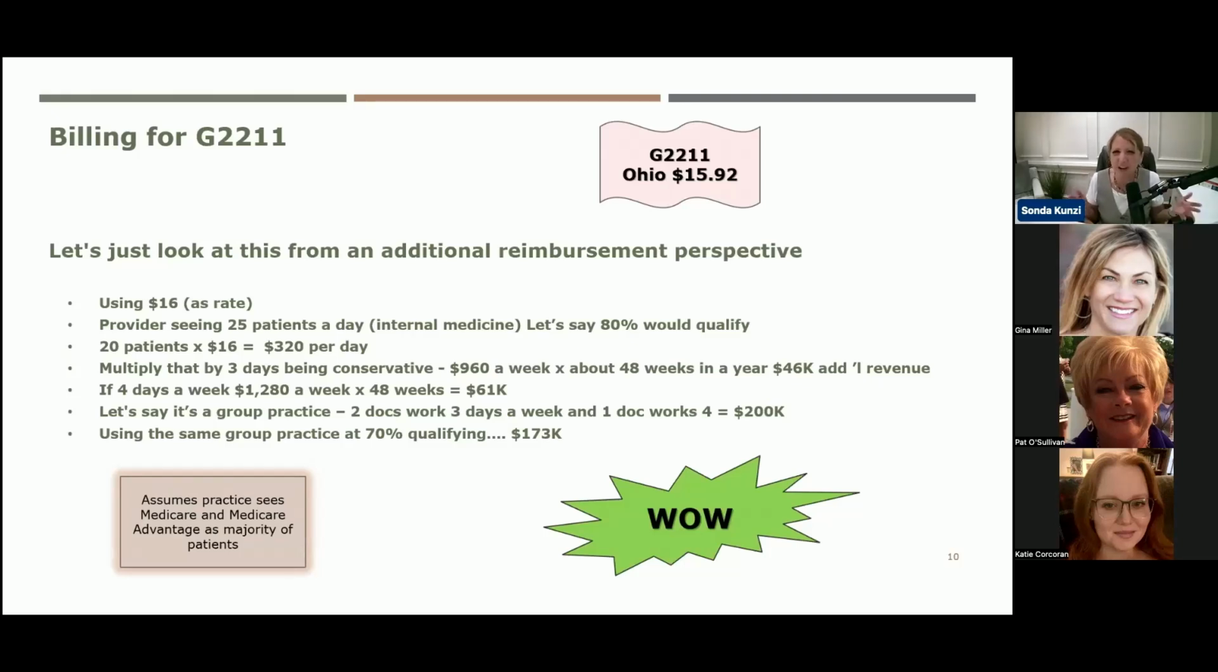They work about 48 weeks in a year, give or take, depending on if they're a traveler. An additional $46,000 in revenue. Why leave that on the table?